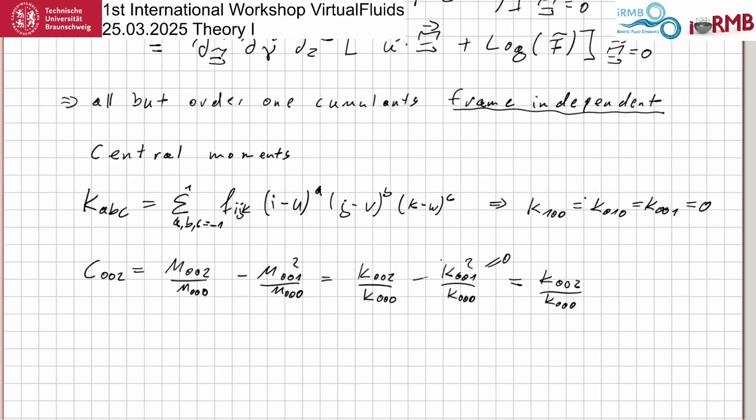And the higher the order of the cumulants, the more terms will disappear like this. So you can reduce the amount of calculations, because the cumulant equations get very, very big. But if you do them in central moments, then you can delete many of these terms.